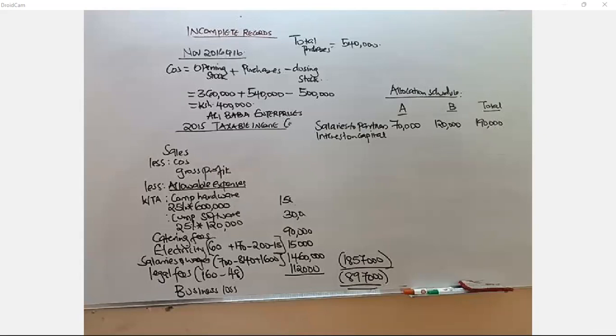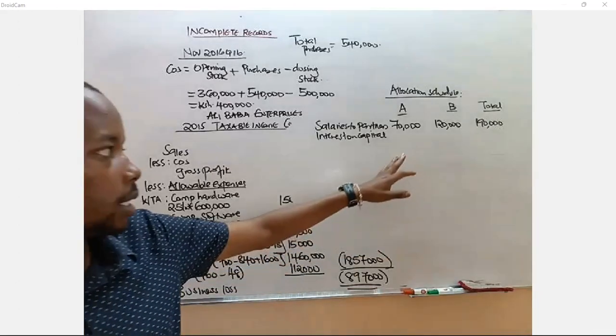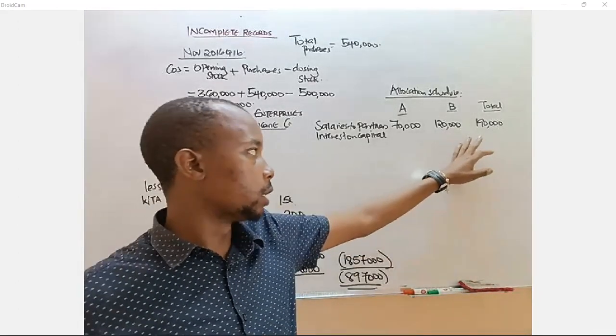You cannot take the balance brought down; you give us the WTA. We should be having some acquisitions which were done during the year. So we'll assume that these assets had already been given that allowance. Now, the salaries to partners: for A, which is 70,000, for B is 120, getting 190,000.